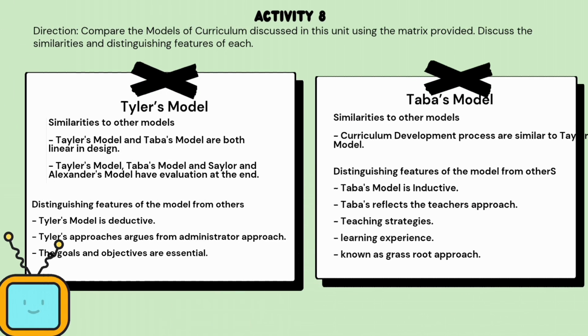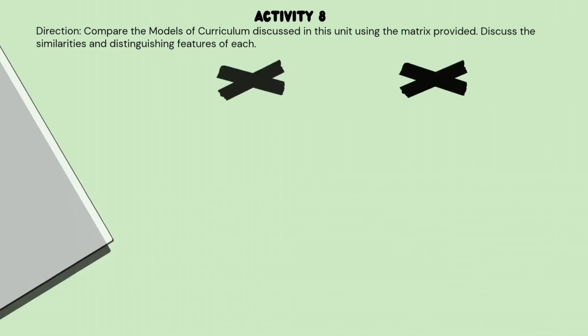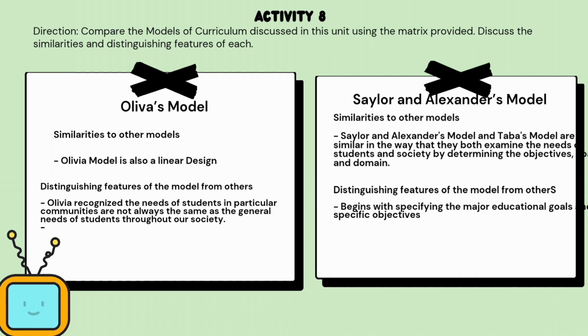Activity 8. Its direction is to compare the models of curriculum discussed in Unit 3. Using the matrix provided, discuss the similarities and distinguishing features of each. First is Tyler's model. Second is Taba's model. Third is Oliva's model. Last is Saylor and Alexander's model. I discussed their similarities and distinguishing features based on what I understand and see about each model.